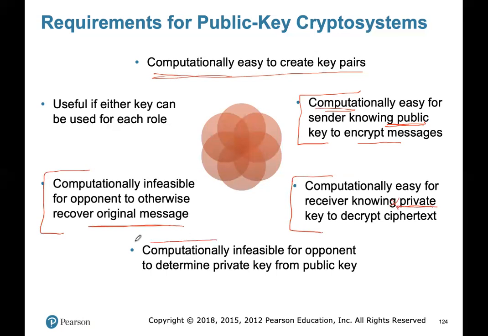Also, it should be computationally difficult or infeasible for the attacker, the malicious person, to determine the private key from the public key. We will be showing this later in detail: the public key is something that everybody knows. Everybody has access to the public key, and the private key is the security asset that we should keep secure. So if I'm an attacker and I have access to your public key, it should be computationally infeasible for me to derive your private key.